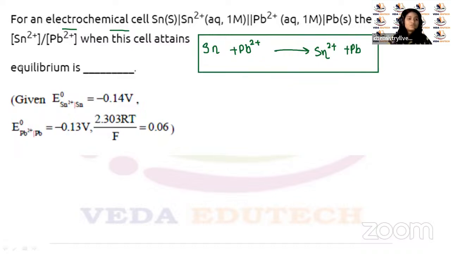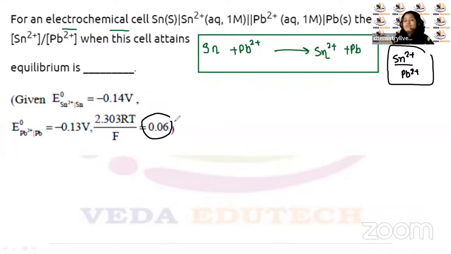Once this is our equation, we have to find out the ratio of Sn2+ by Pb2+. This is what we are supposed to find out. An important thing given to us here is that instead of taking 0.059 by n, we can take 0.06. We can take 0.06 here.